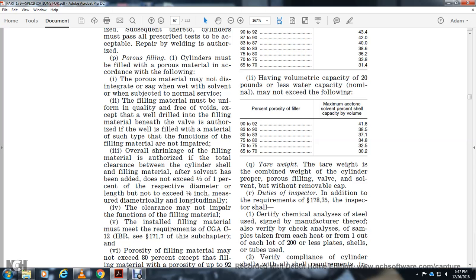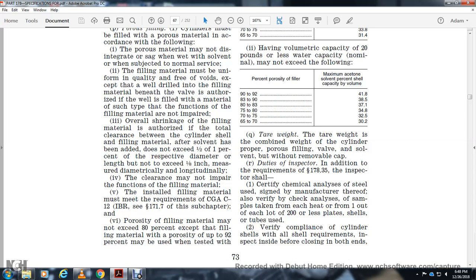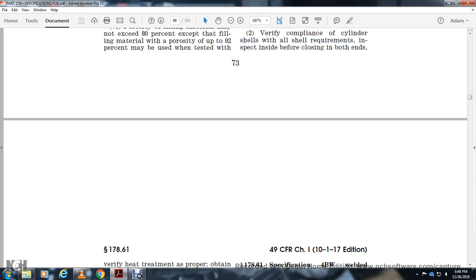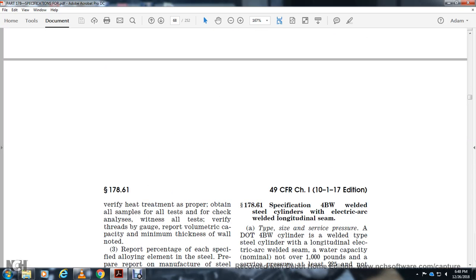Certified chemical analysis of steel used, signed by the manufacturer thereof, must verify the chemical analysis. A sample is to be taken from one of each 200 or less plates and tubes to verify compliance with the cylinder shell requirements. Inspect the inside before closing in both ends. Verify that the heat treatment is properly obtained with the sample, with the tap check, with the analysis witnessed, and verify the threads with the gauge.